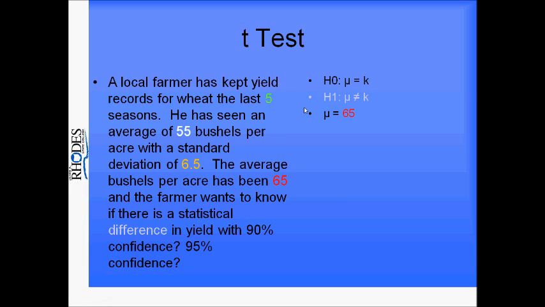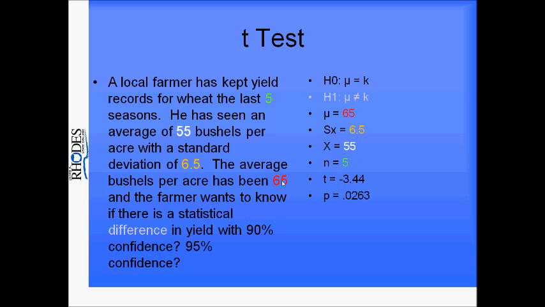Okay, and our mean of 65, that's taken from the average bushels per acre here, and our standard deviation 6.5, 55 bushels per acre, and that's out of the last 5 years. Our sample size was 5. So we go ahead and plug that information in, and we should hit calculate, and out comes the t-value. The t-value will be negative 3.44. That corresponds to a p-value of 0.026.